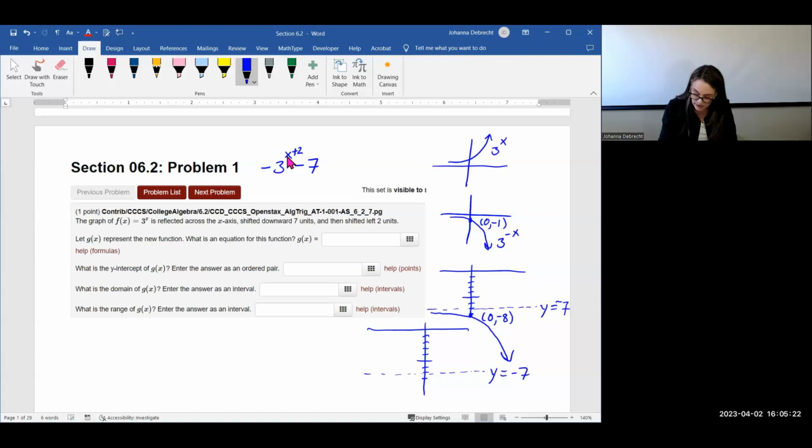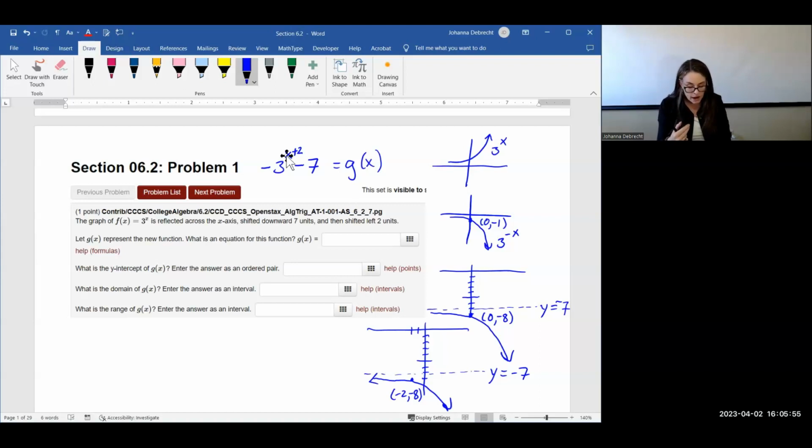And I've still got my horizontal asymptote at -7. But now this point right here is acting as the old intercept. So now it is at -2, -8. All right. So this is going to be a function, and this is going to be g of x. So what did I do? I pulled it down by 7, and I shifted it left.